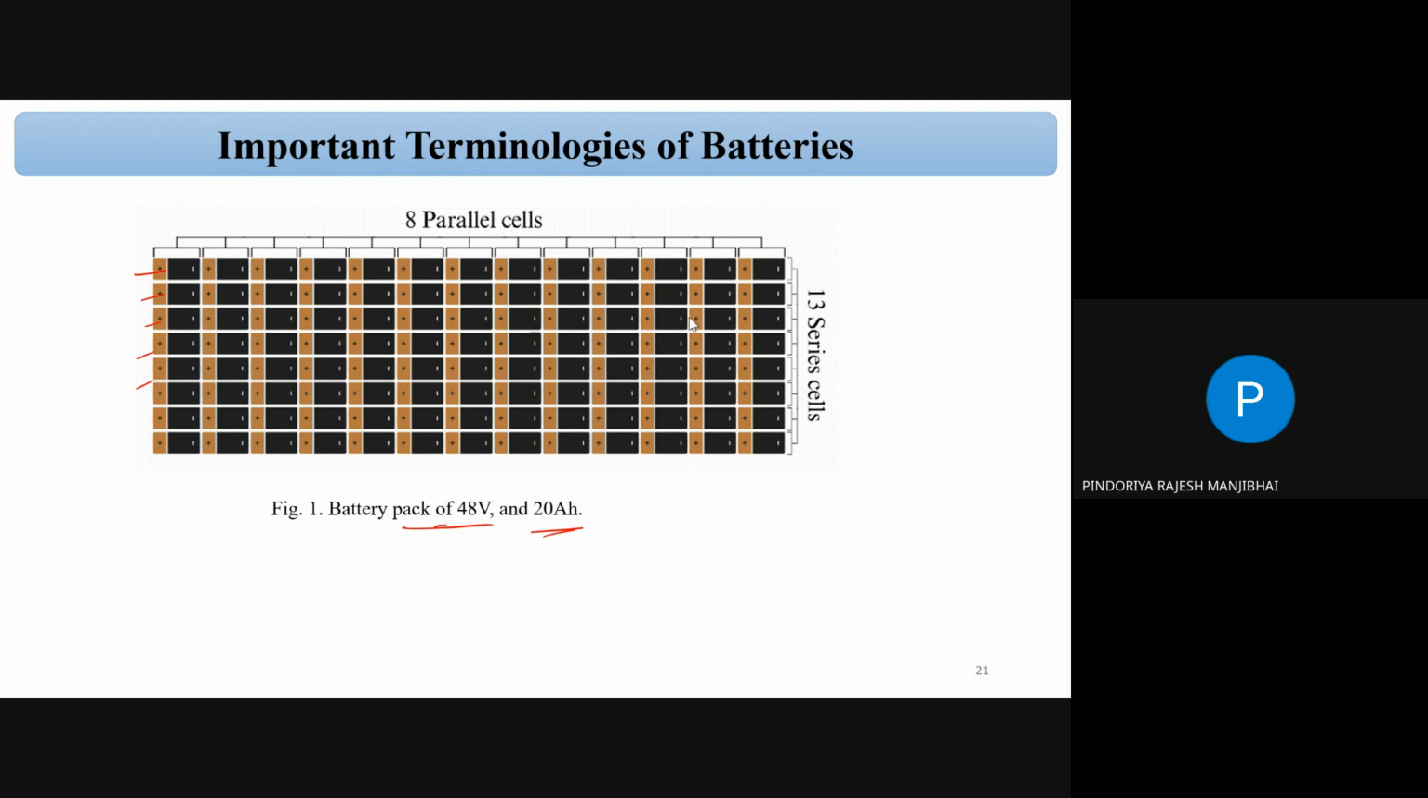I implemented this cell in the MATLAB Simulink library and published a research paper. This is a fundamental concept, so we will discuss this in today's class. Got it? Okay, sir. If there is still confusion, we will discuss it in this class: how we can select the parallel and series combination for the battery, how many cells we have to connect in series, and how many in parallel.